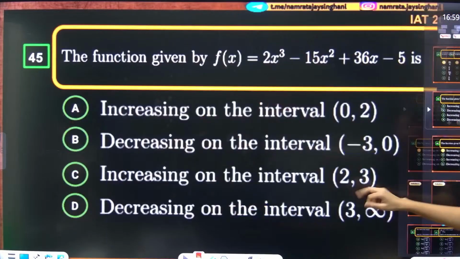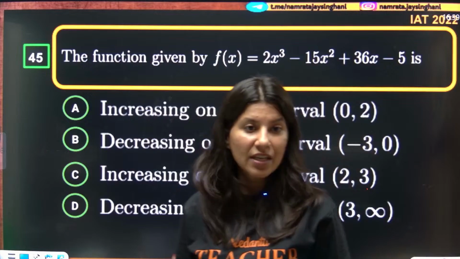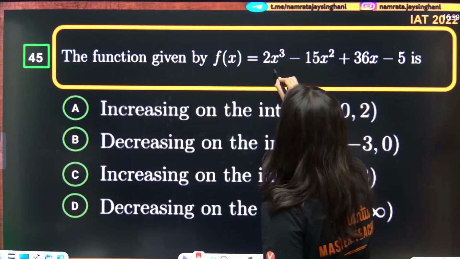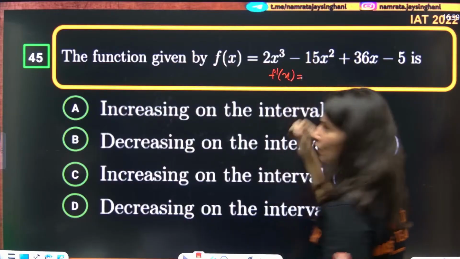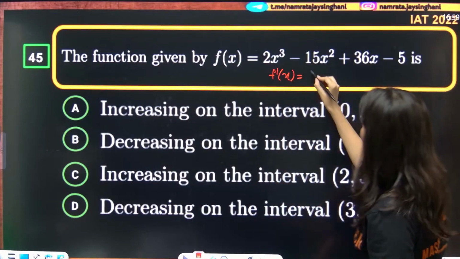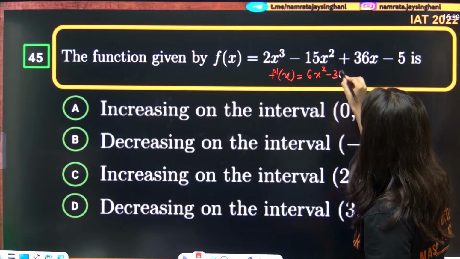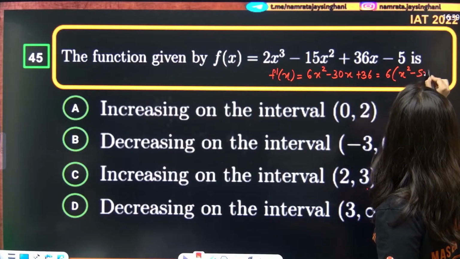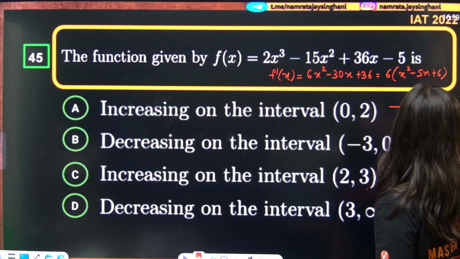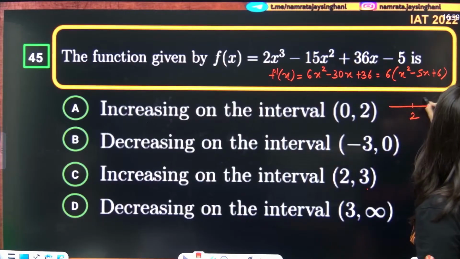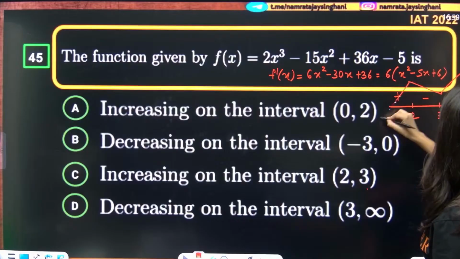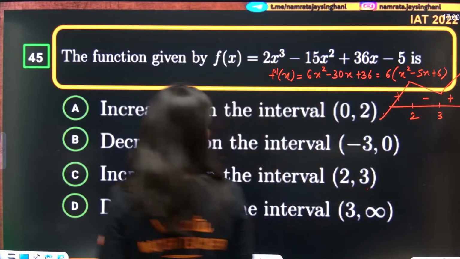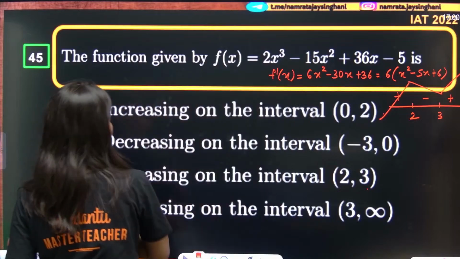Alrighty, the next question is again from application of derivatives. The function is given by f(x) equals this. Now we need to check when the function is increasing and when it is decreasing. So we need to differentiate: 6x² minus 30x plus 36. If you take 6 common, x² minus 5x plus 6. So x equals 2 and 3. Plus, minus, plus: increasing, decreasing, increasing. At x equals 2. From 0 to 2 the function is increasing. Yes, it looks like it is increasing.